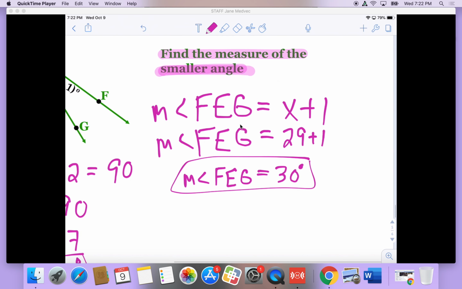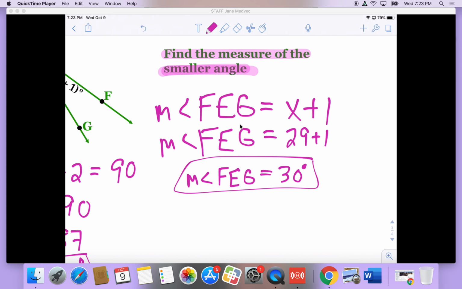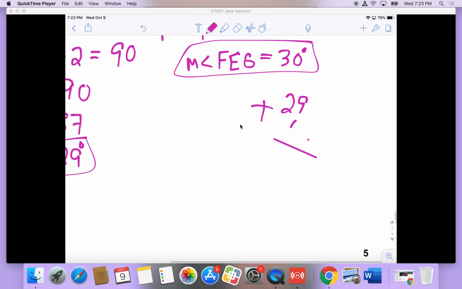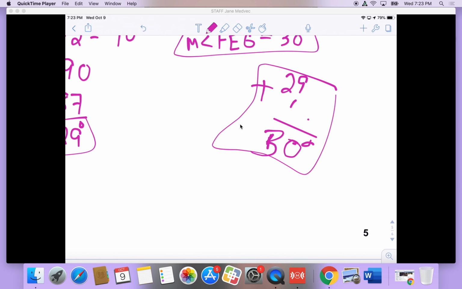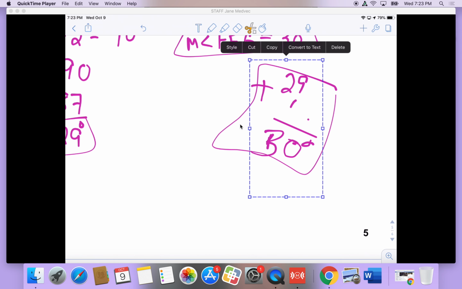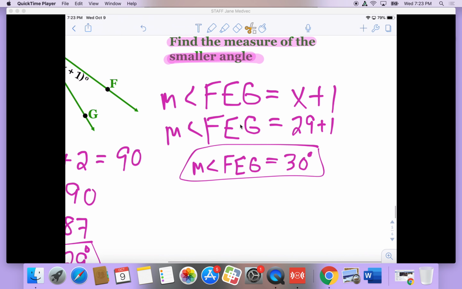Notice that I'm using algebra. Notice that I'm naming the angle. I'm not just doing 29 plus 1 is 30 degrees. I'm not using chicken scratch. I'm not writing things like an elementary student may. I am going above and beyond and making sure that I use algebra, use the expression, those types of things.